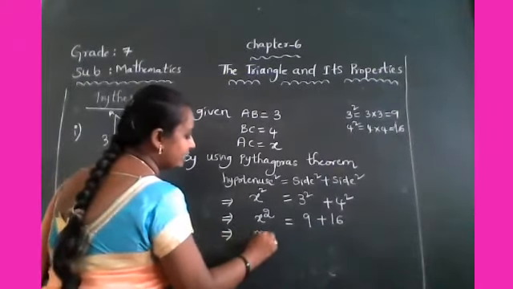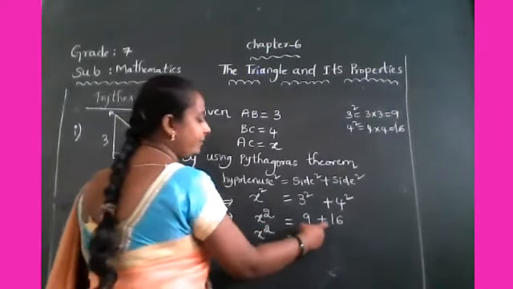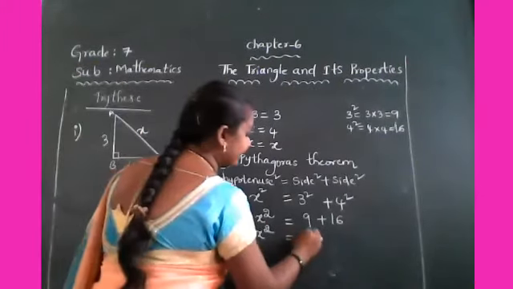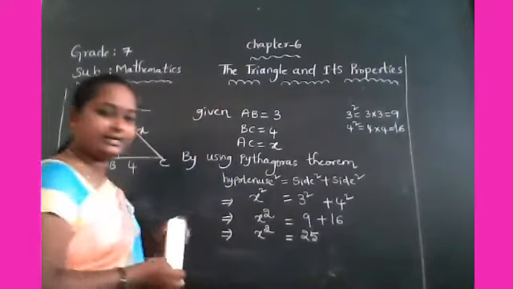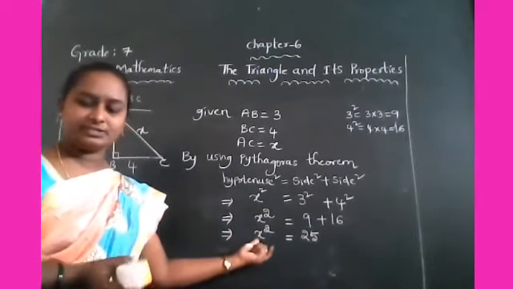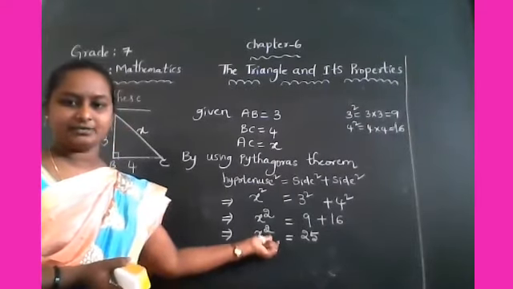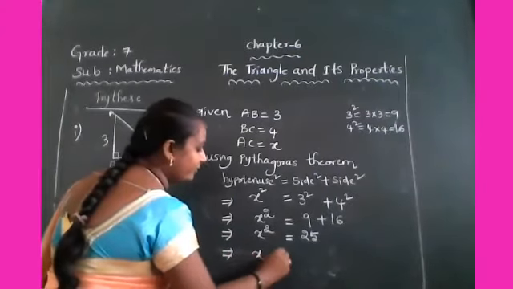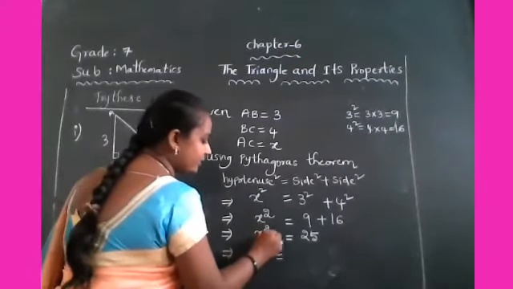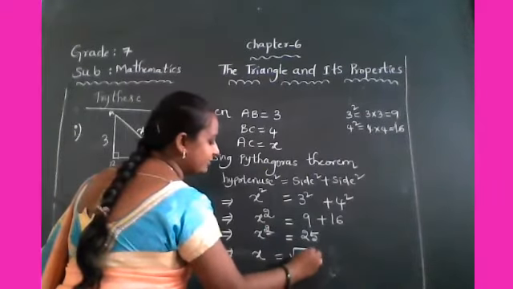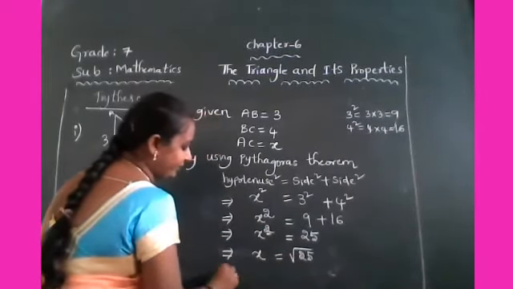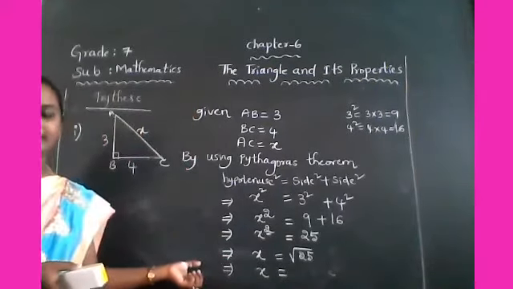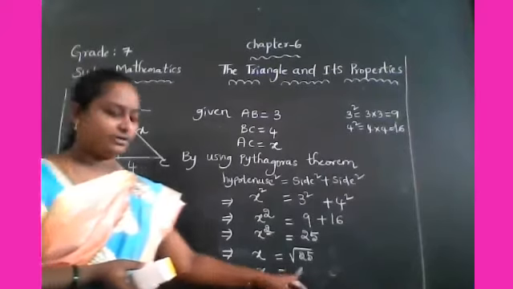Now x square is equal to 9 plus 16. 9 plus 16, how much? 25. Observe here, we have to find the x value, not x square. So we need x. Then how to find this? This square becomes root, so that is root 25. Then x is equal to root 25. Value? So you don't know.